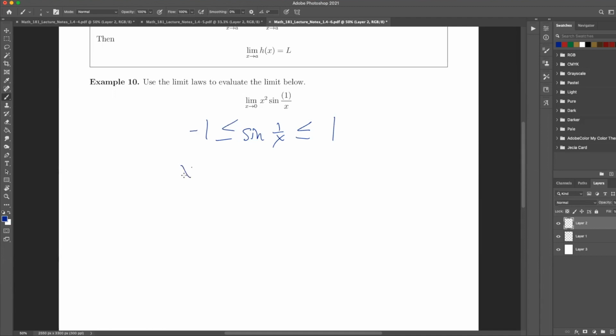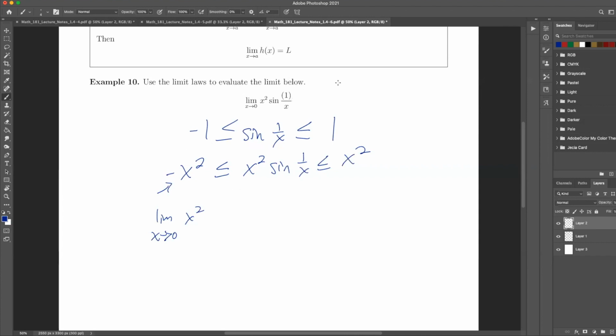Then I can multiply everything by x squared, because x squared is a positive value. It could be 0 or it could be positive. So if I multiply everything by a positive value, I won't have to change any of my signs. And so I'm left with this. Now let's take the limit of everything, as x goes to 0, of x squared.